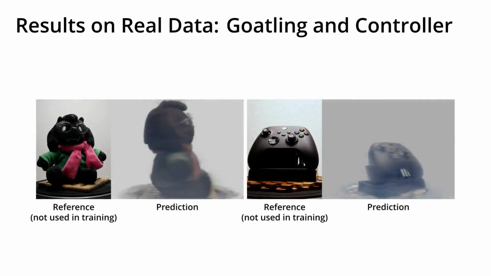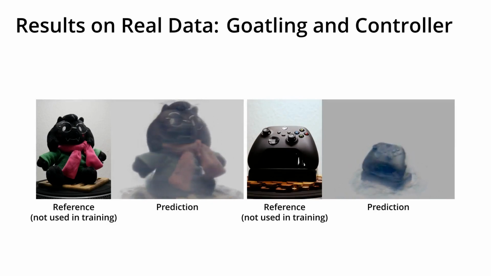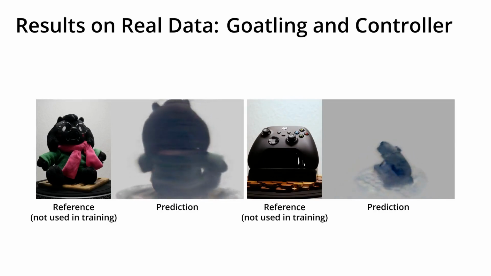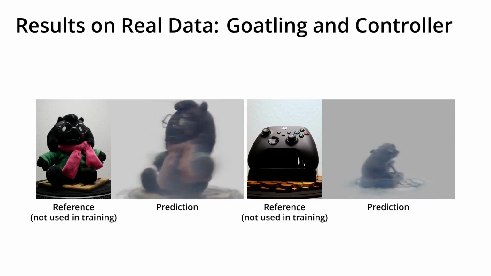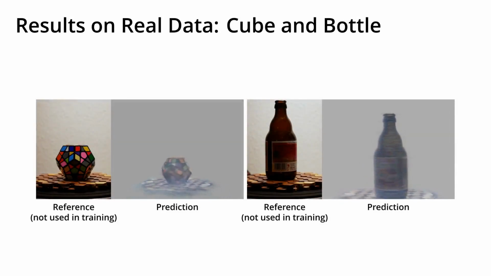In the Goatling and controller sequences, we also show handling of high dynamic range by reconstructing both the dark details in the controller and in the fur, and highlights in the glasses. In the cube and bottle sequences, we show that we can reconstruct sharp color details.